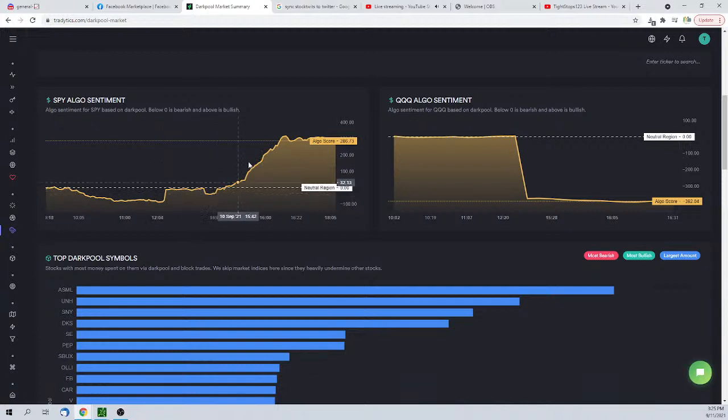So the algos, this doesn't make any sense because the algo score is 286.73. So they're saying towards the end of the day, the algo is saying you want to buy SPY is what this algo is saying. I don't use this screen. The dark pool screen I'll show you next is the main one.